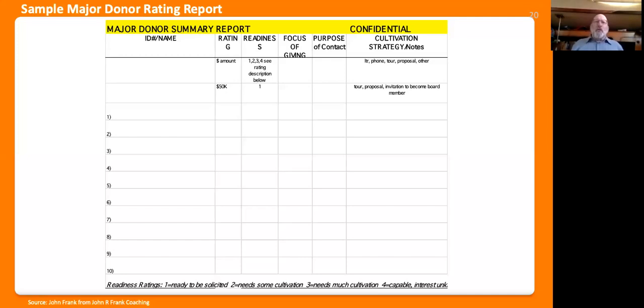Now let's go back to readiness. And there's 1, 2, 3, or 4. Now you look at the bottom. Number 1 means they're ready to be solicited, meaning asked for a gift. Very clear. Number 2, needs some cultivation. 3, needs much cultivation. 4, capable, interest unknown. So let's go through these.